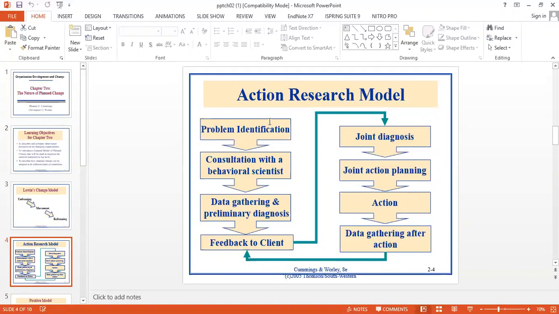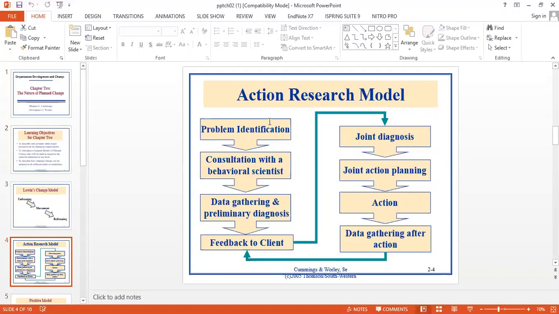The second, most important thing is consulting with the behavioral scientists, then data gathering and preliminary diagnosis, then the feedback to the client, and this goes again to joint diagnosis, then joint action planning, and then this moves to the action, and the last one is data gathering after action. So these are all the main parts of the action research model.